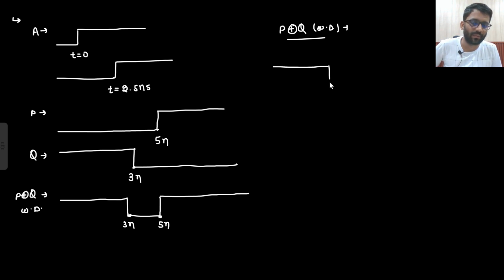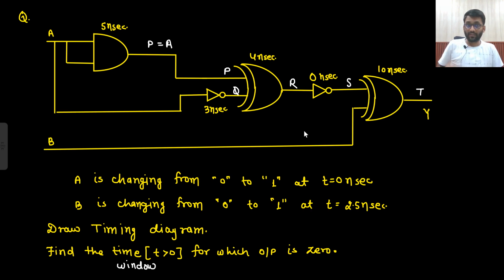So if I am shifting from 4 nanosecond, so 4 plus 3, this will go to 7 nanosecond, and this will go to 5 plus 4, this will go to 9 nanosecond. Okay, 1 0 1 it is going. Now this is my R I have got.